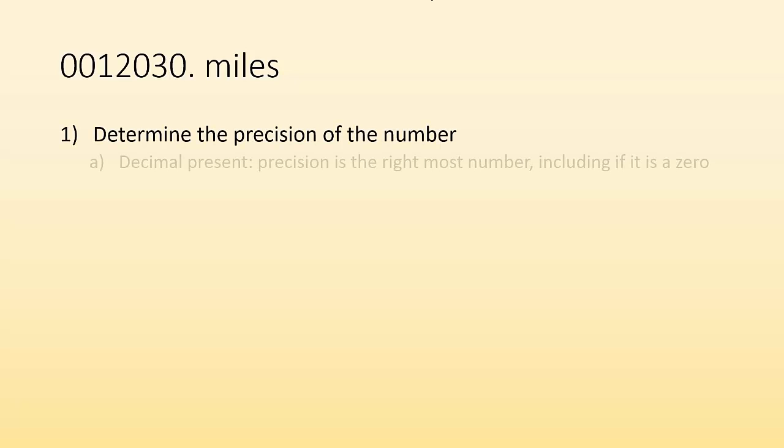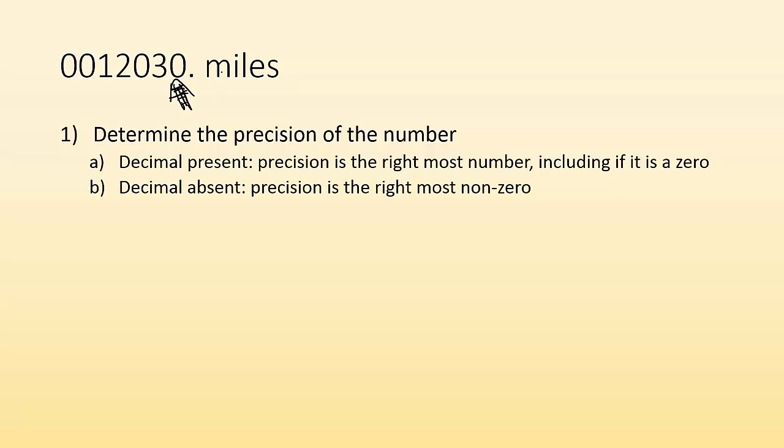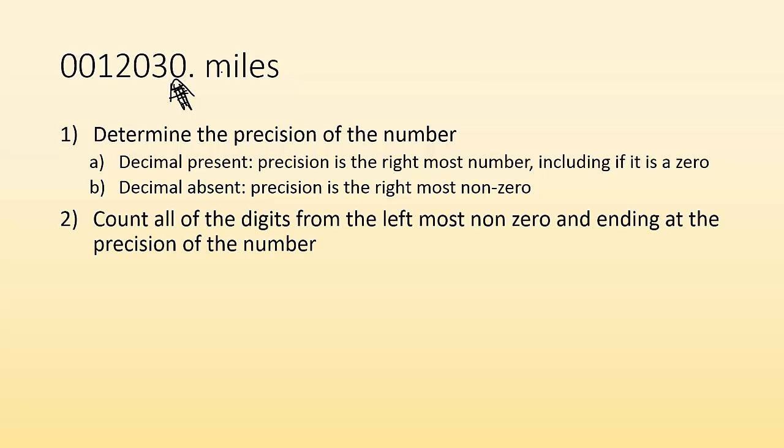So let's take a look at another example. So I got this crazy number and it says miles. So determine the precision of the number. If the decimal is present, the precision is the rightmost number, including if it's a 0. So we got a decimal point, so it's the rightmost number, and it's 0. So this is my precision right here. Okay. If the decimal is absent, we do something different. It'd be the rightmost non-zero, but we got a decimal point. So that 0 in the ones place is our precision. Then it says count all the digits from the leftmost non-zero and ending at the precision of the number. So leftmost non-zero is this 1. So I got 1, 2, 3, 4, 5 sig figs. So that has 5 sig figs.